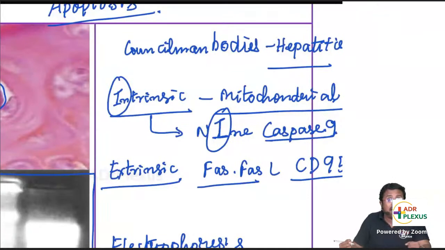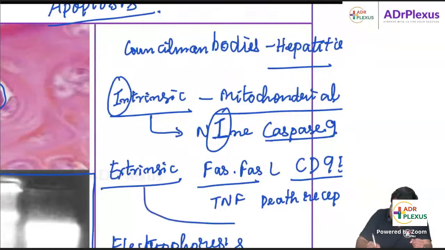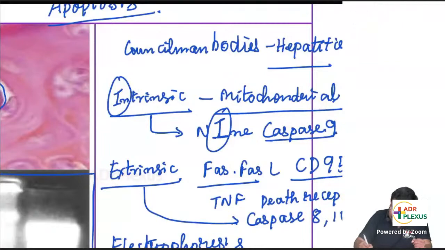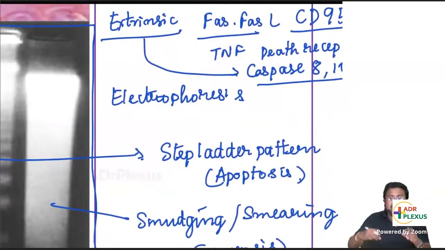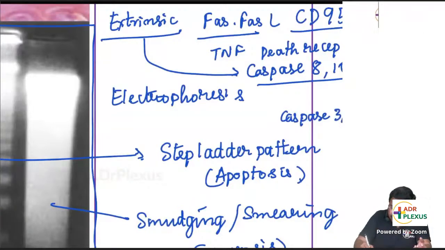Then you will be having the death receptor. Also, you will be having the TNF, tumor necrosis factor. So extrinsic pathway will activate caspase 8 and 10. Intrinsic and extrinsic together, they will be activating caspase 3, 6, and 7. These are all called the executional caspases.